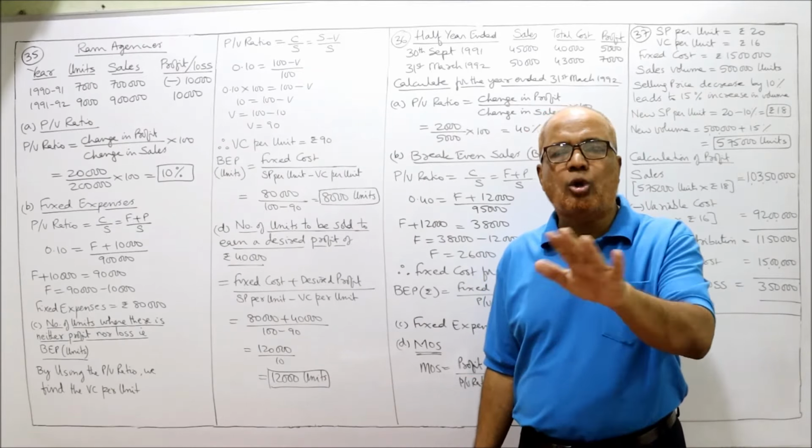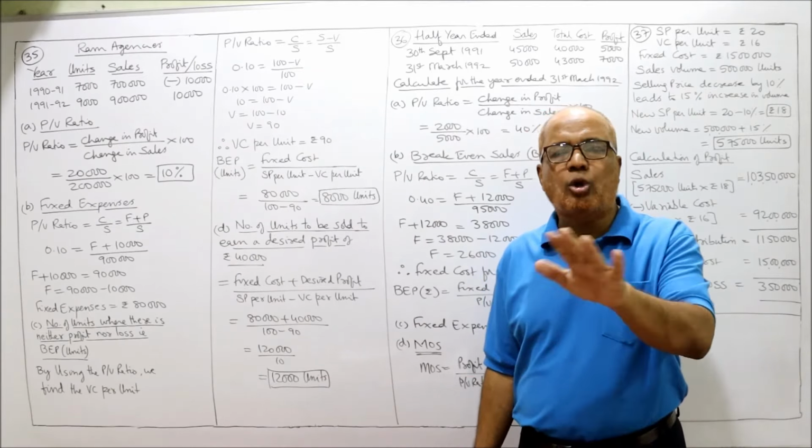Hyderabad Industries Limited sales amounted to 45,000 and total cost 40,000 during the half year ended 30th September 1991. So here 1 year is divided into 2 parts: first 6 months, second 6 months. First half year, second half year. The first half year is ending on 30th September 1991. During this first half year, the sales are 45,000 and total cost is 40,000.